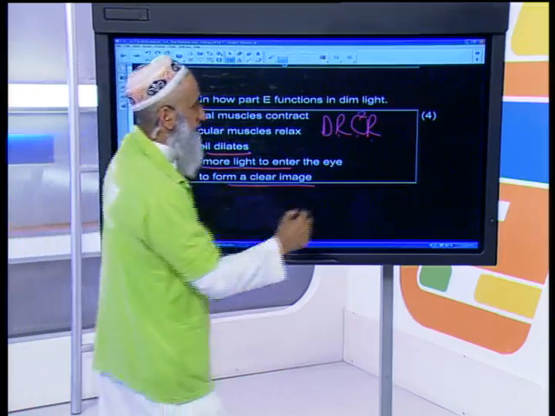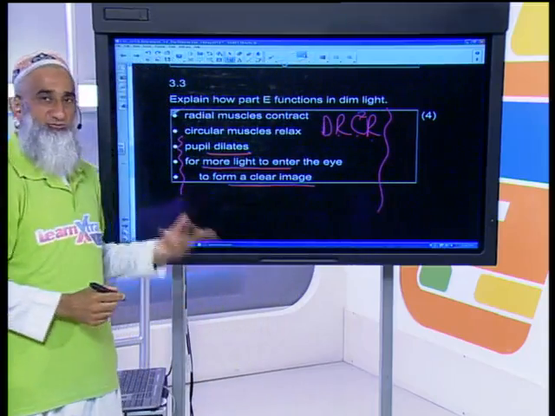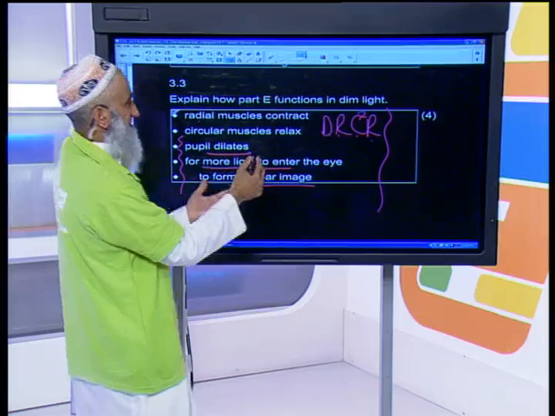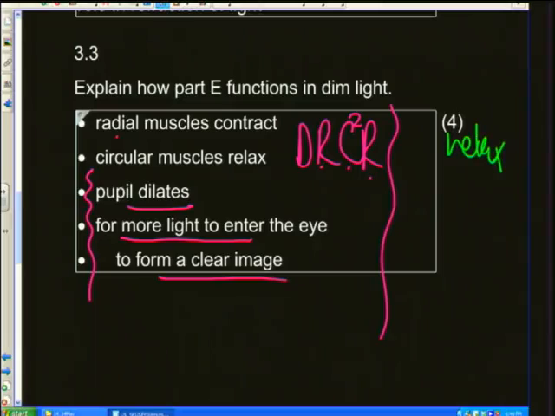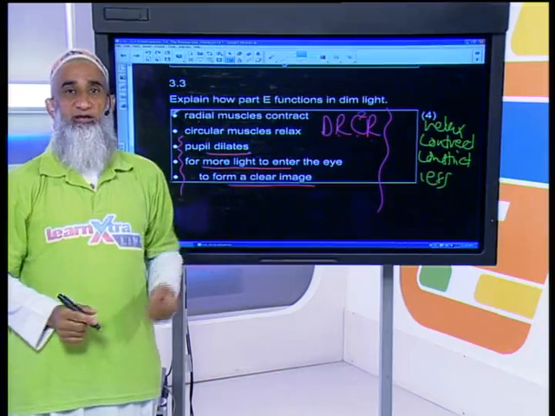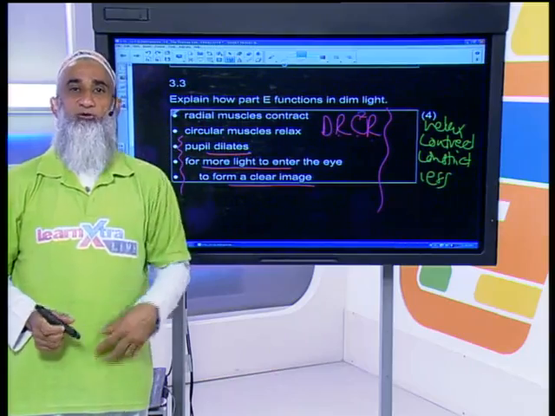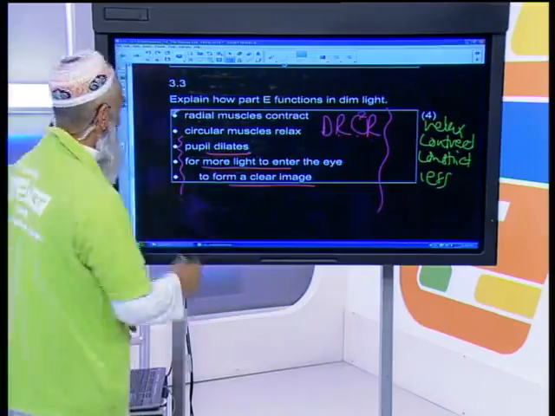Now, obviously, if we are looking at bright light, what's going to happen? This is going to change to the opposite. Instead of contract, it's going to be relax, and instead of relax it will be contract, and instead of dilate it will be constrict, and less light enters the eye. Can you notice we're only changing one word there and we're learning both? The idea is don't learn both, because in an exam, when the question is asked, you're under pressure, you may confuse dim and bright. Remember that.